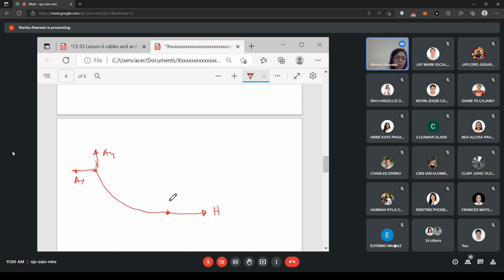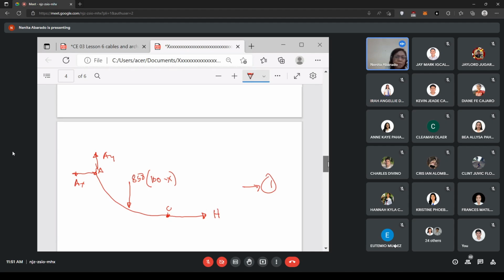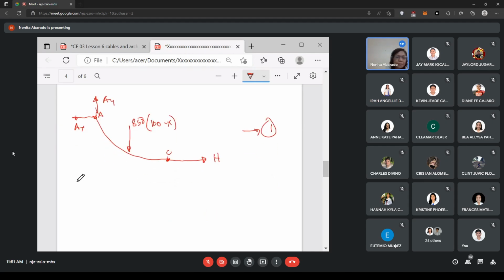To get those, we take a free body. Let's say AC. Okay. What we have here is 850 times the distance, which is 100 minus x. Let's say this is figure 1. From figure 1, the summation of forces horizontal is equal to 0, right? Therefore, we have H minus AX is equal to 0. That is the first equation.